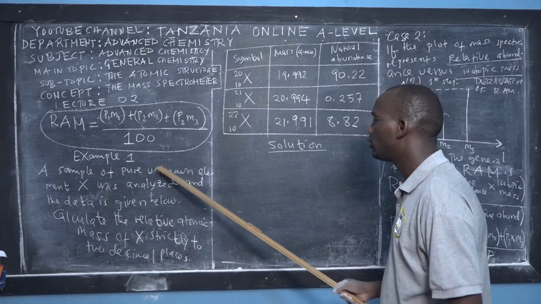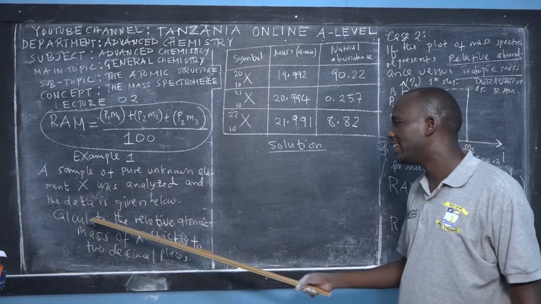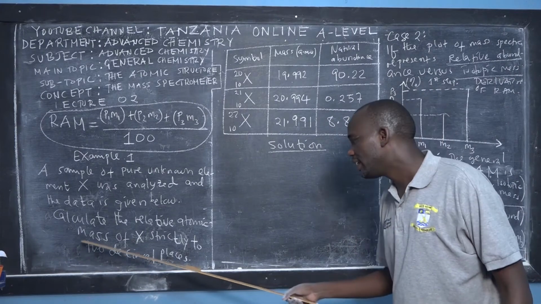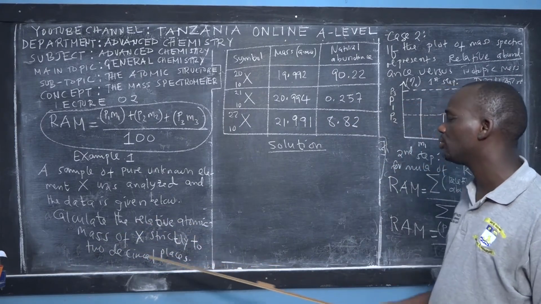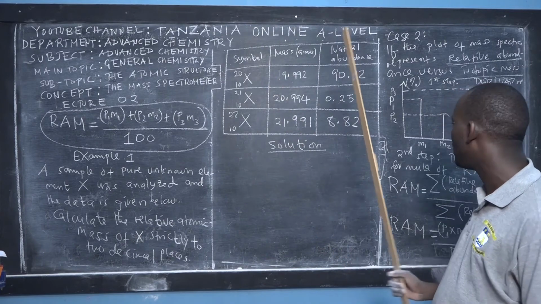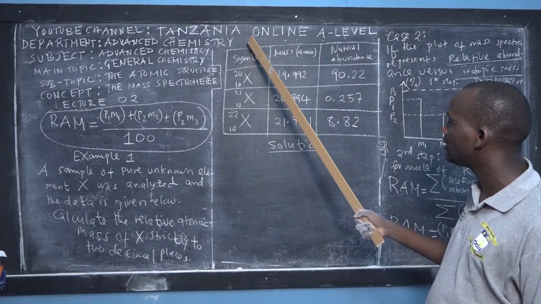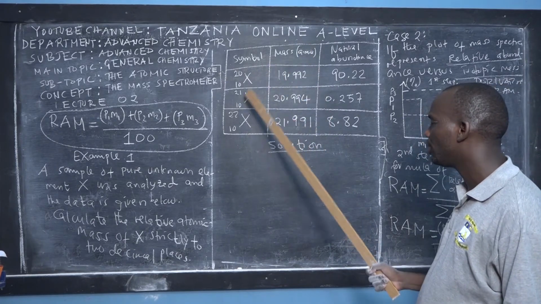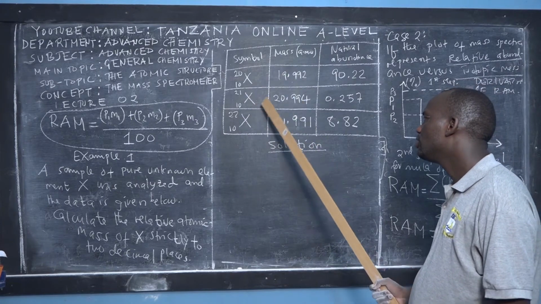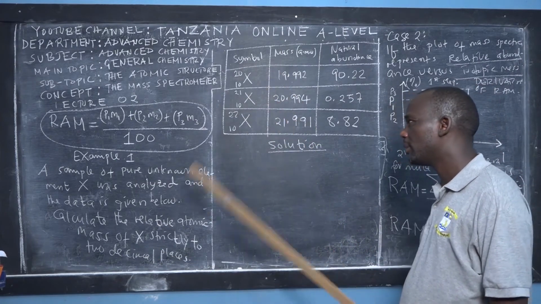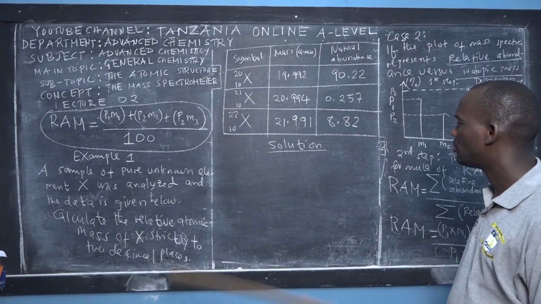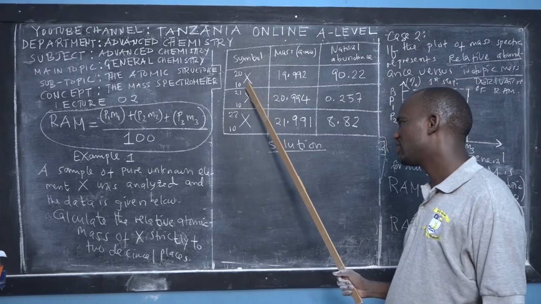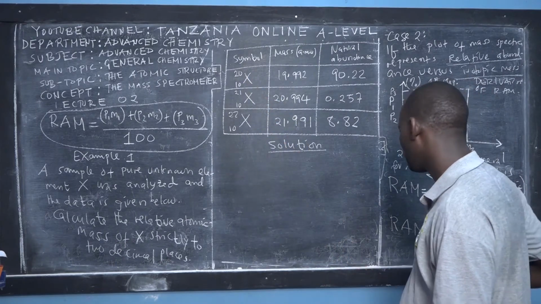A sample of pure unknown element X was analyzed, and the data is given here in this table. Calculate the relative atomic mass of X strictly to 2 decimal places. So this is the symbol for the element. Which element is this? According to your knowledge of the first 20 elements in the periodic table, this is magnesium. No, I'm sorry, not magnesium. This is neon, a noble gas.